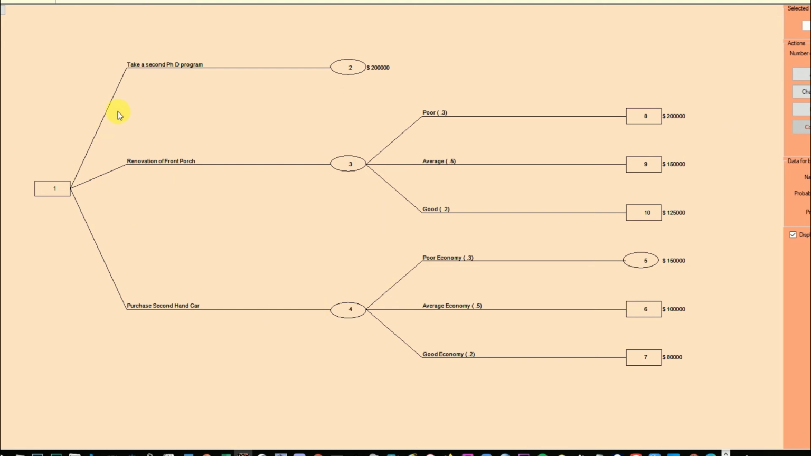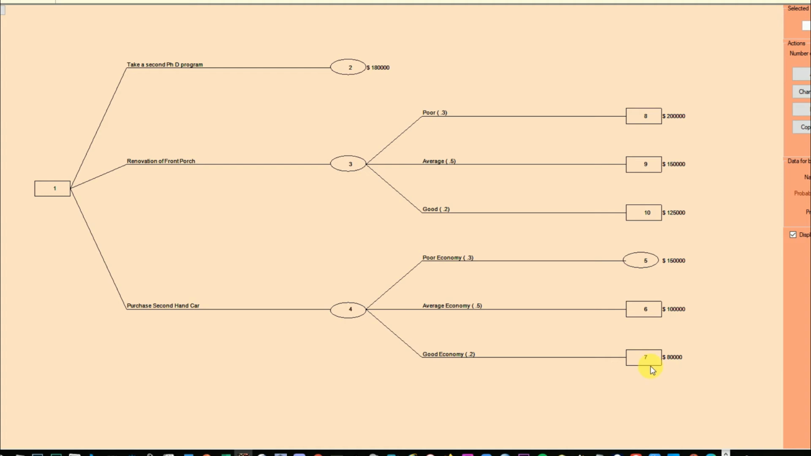So the meaning of this is you're going to choose among the 3 choices, and you want to minimize the cost. So it should be either taking a second PhD program. So let's change this into 180,000, or else it will always be the worst scenario, right? So 180,000, whatever the economy is. Okay, so for renovation of the front porch, if it's a poor economy, you'll spend more, 200,000. Average economy, 150,000 only. In a good economy, you'll spend 125,000. Purchase of a second-hand car, poor economy, you spend more, 150,000. Average economy, 100,000. Good economy, 80,000.